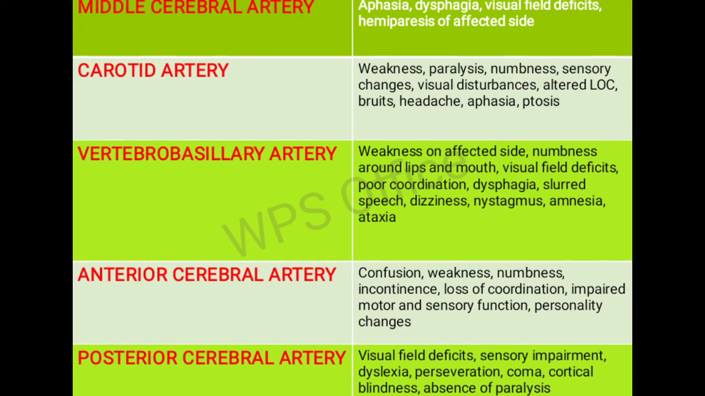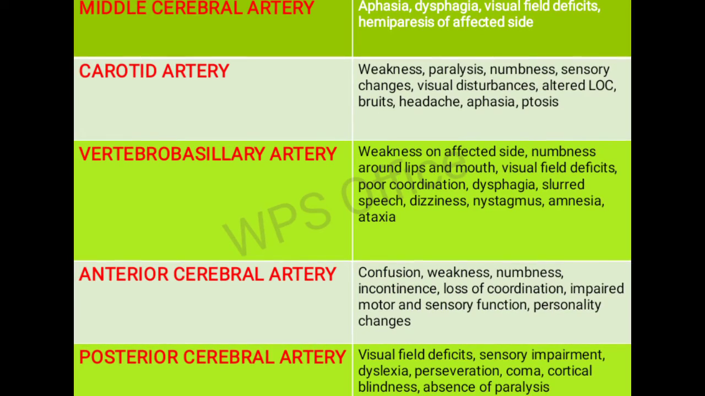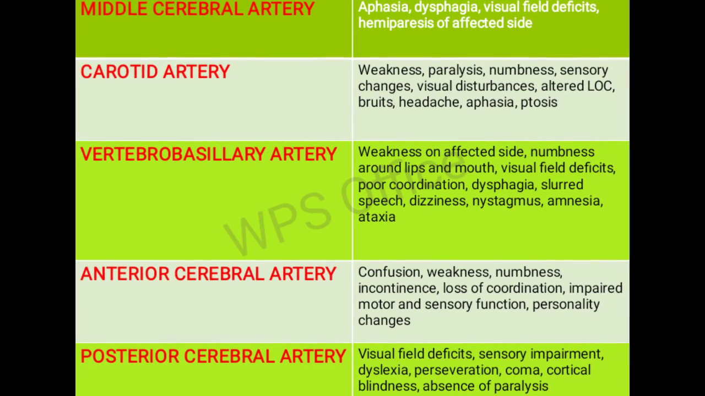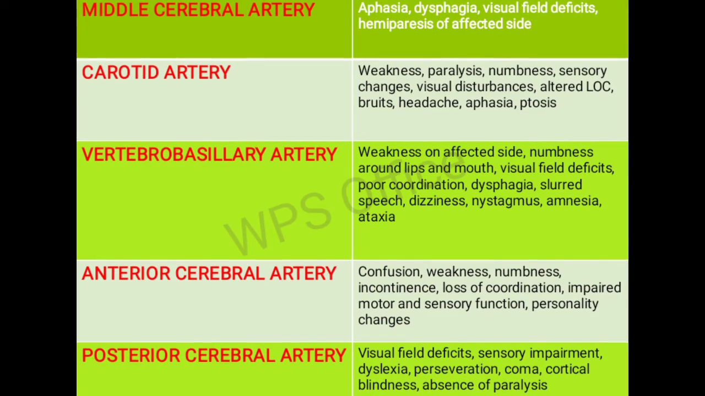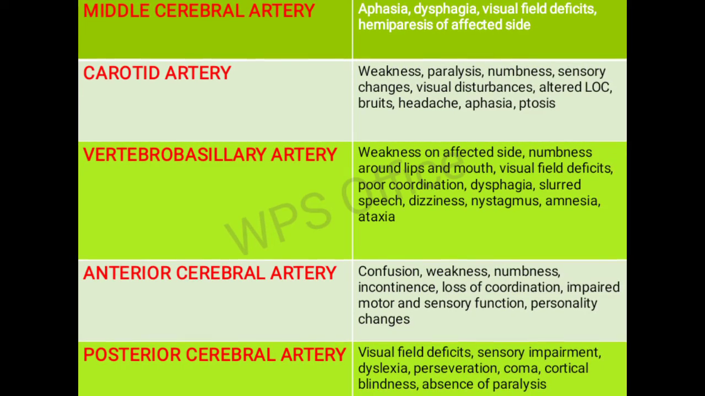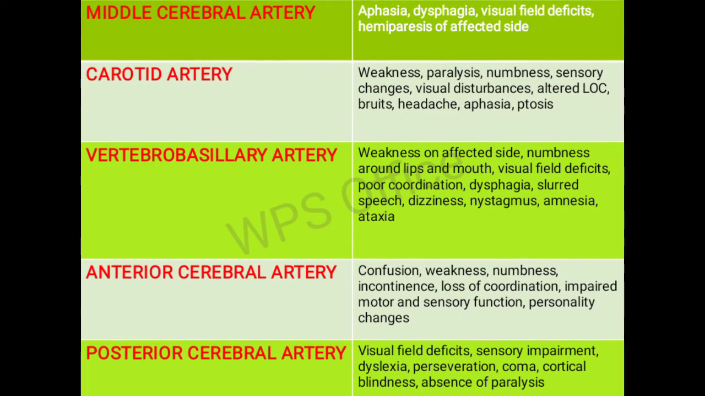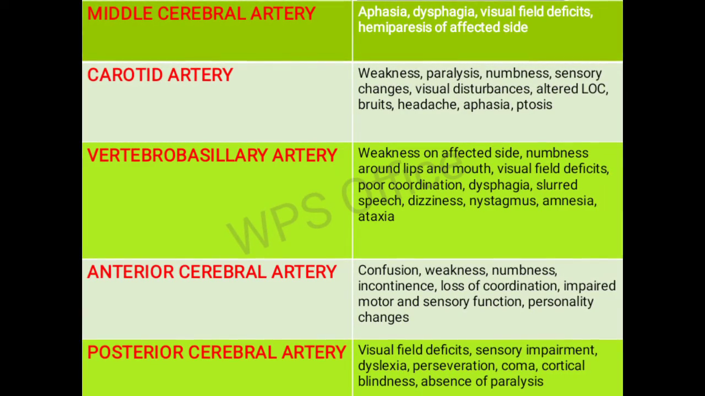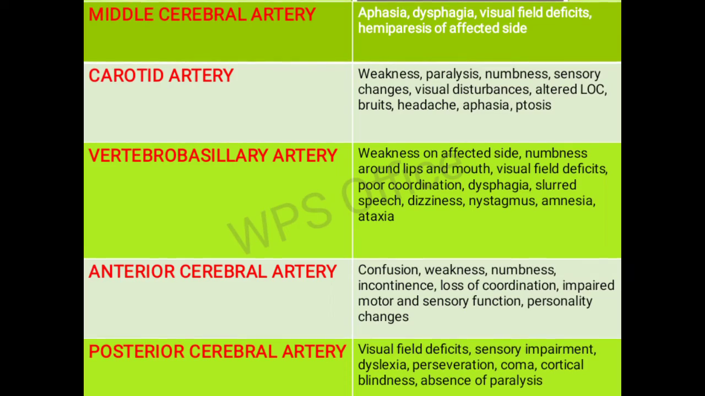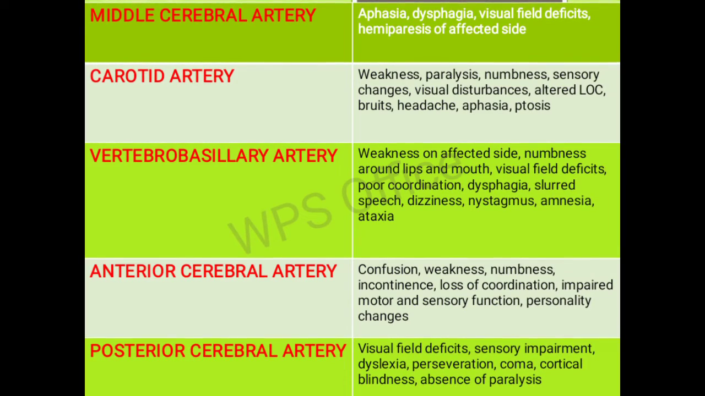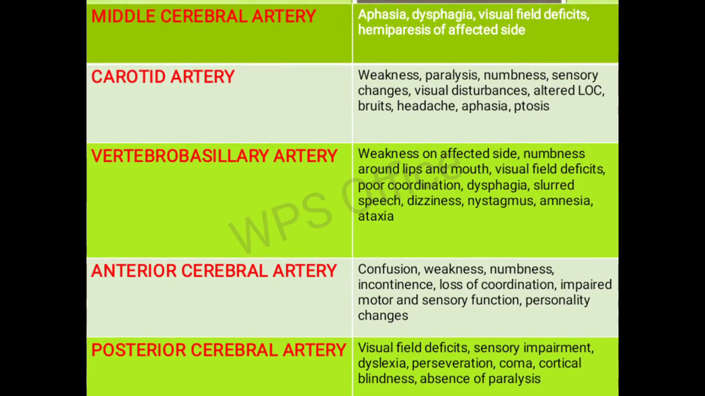If this is in the carotid artery, then there will be weakness, paralysis, numbness, sensory changes, vision disturbances, altered level of consciousness, bruits, headache, aphasia. So like this, you just go through all of these areas, like the vertebrovascular artery, the anterior cerebral artery, the posterior cerebral arteries, and learn what the signs and symptoms are. You should know all of these by heart.